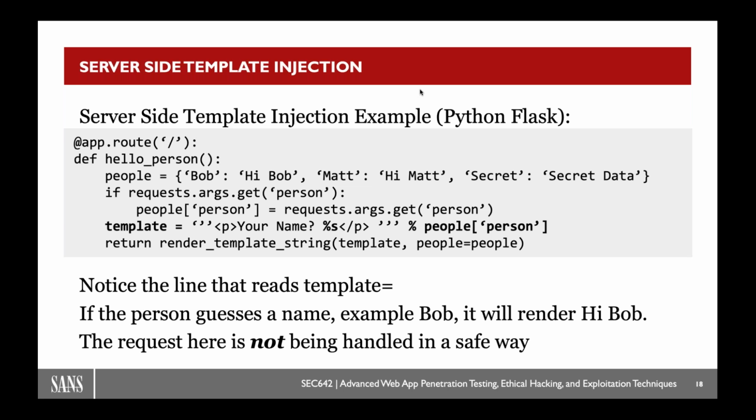If in the actual GET request you pass in the right key, so for example, Bob with a capital B, or Matt with a capital M, then what Jinja, or what the actual Python system, would do is look inside of people. It would go through it person by person, looking for the names. If you match on Bob or on Matt, then all it would do is append hi Bob or hi Matt to the actual template, right?